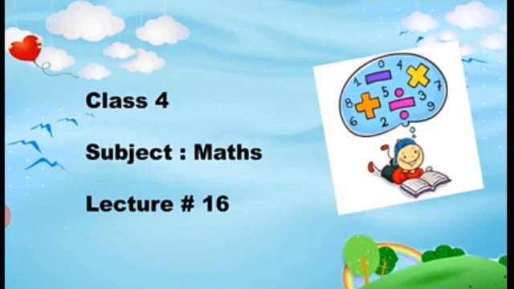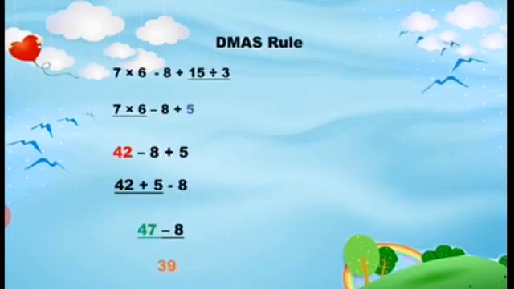Okay? So, as from the name, D stands for division, M for multiplication, A for addition and S for subtraction. And we have to follow the sequence. First divide, then multiply, then addition and in the last subtraction. So class, here we have a question. 7 multiplied by 6 minus 8 plus 15 divided by 3.